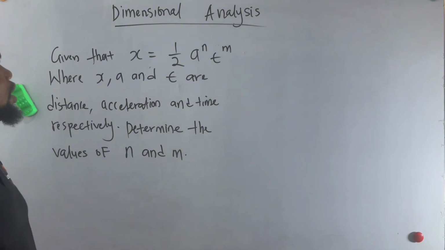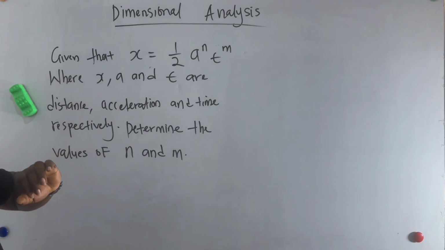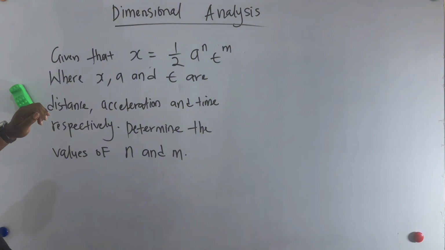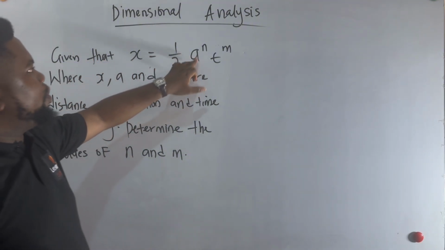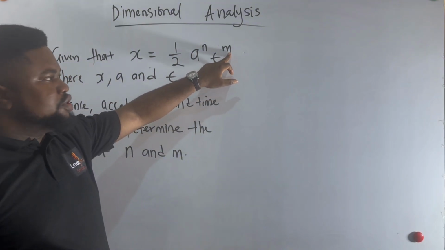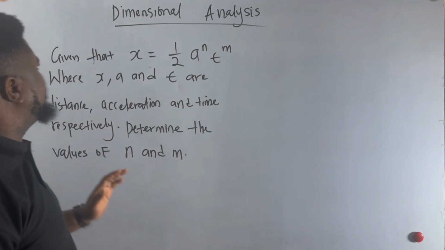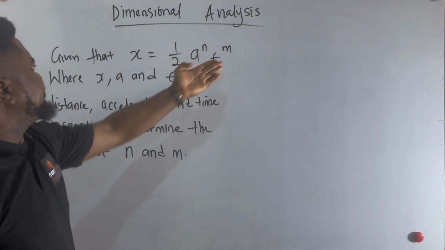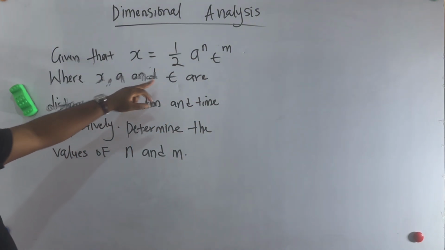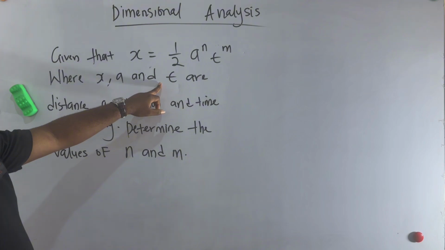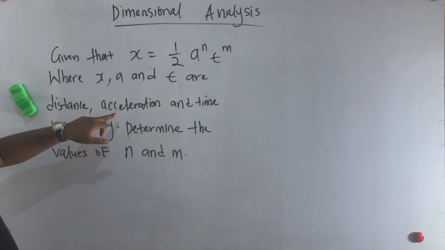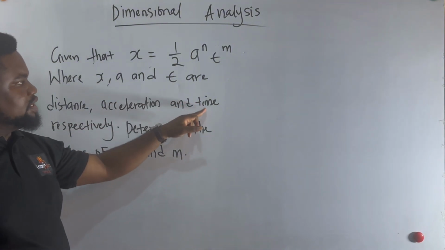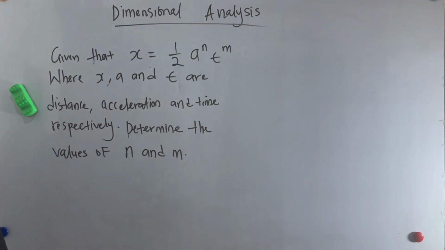Come back. So quickly, let's look into this problem here. We were given that x is equal to 1 over 2 a power n t power m. The important thing here is to know what each of these things stands for. As you can see, x, a, and t were defined: x is distance, a is acceleration, t is time. Once you know them, you can solve for anything.